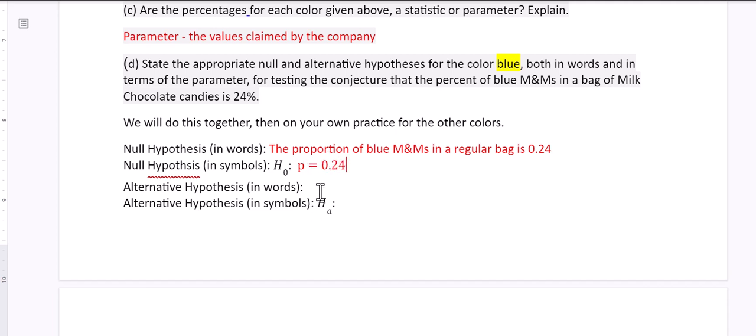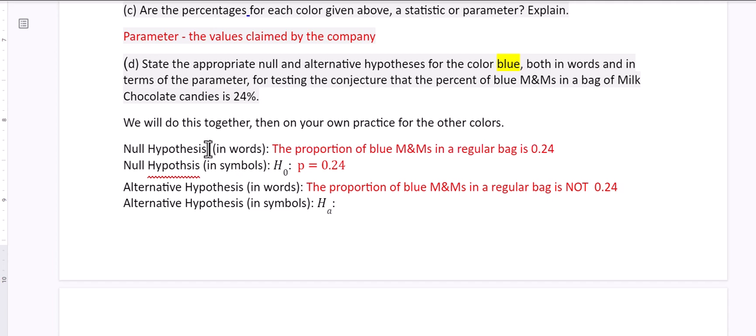The alternative hypothesis is that the proportion of blue M&Ms in a regular bag is not 0.24. Essentially, if the null hypothesis is the claim, let me write that in here. The null hypothesis is the claim. Then the alternative hypothesis is the alternative to the claim, not the claim. So the proportion of blue M&Ms in a regular bag is not 0.24.